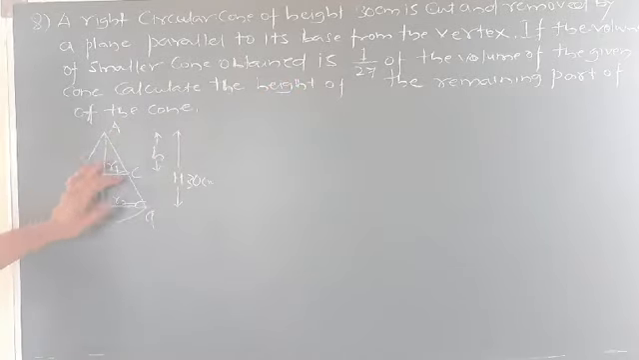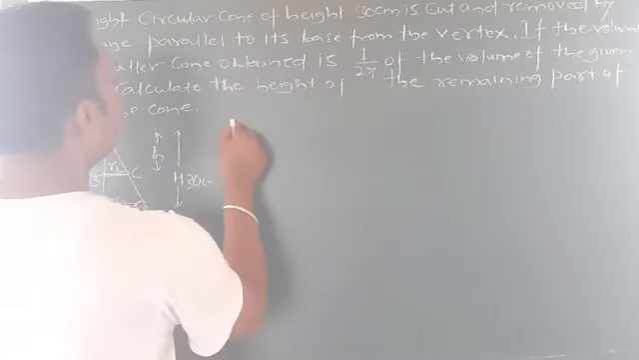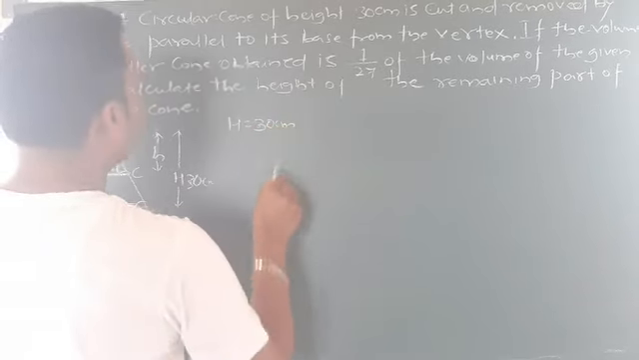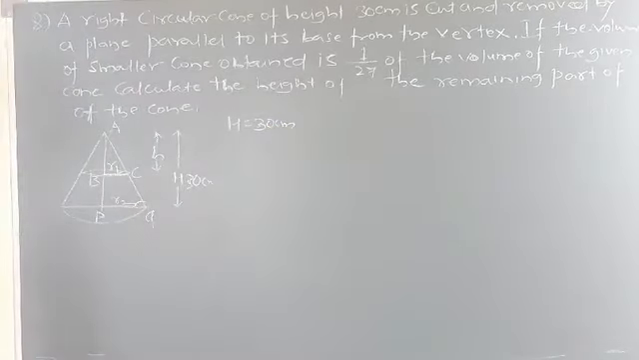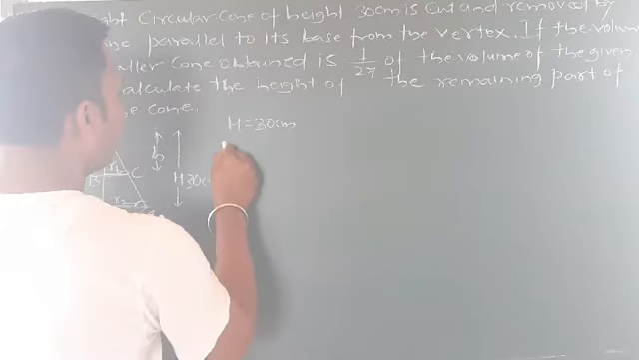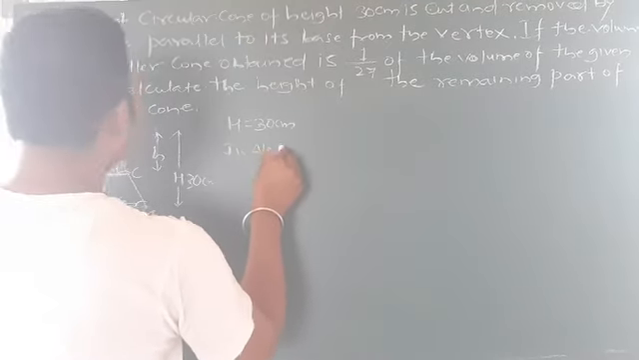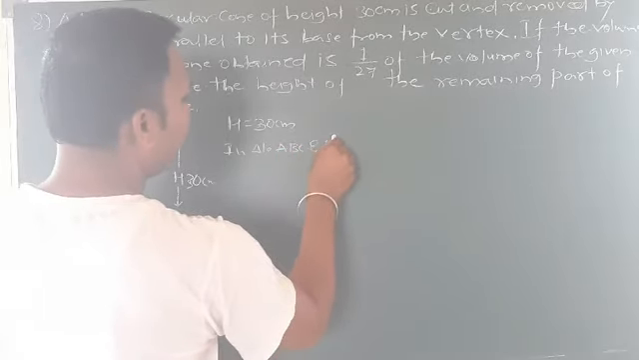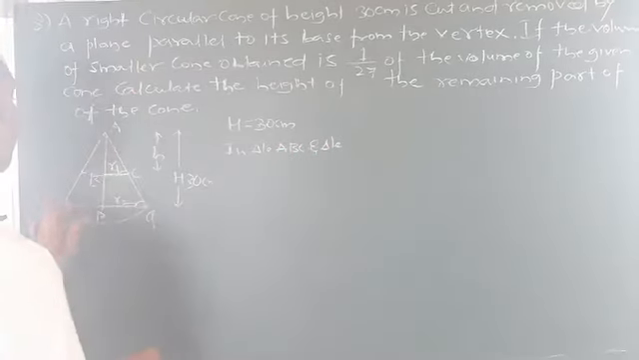This ABC, this we need to calculate. For that, they have given capital H equal to 30 centimeter already. Now we can go for the similar triangles here. We have two triangles: take triangle ABC, and one more triangle we have, APQ.